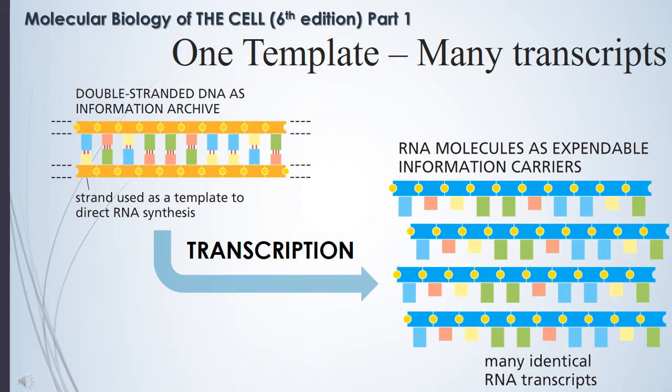So a single DNA can produce replicas or many copies of complementary RNA. Now, the RNA molecules are usually, in comparison to DNA, short-lived, which ensures a tight control over DNA transcription and protein translation, and which overall is gene expression.